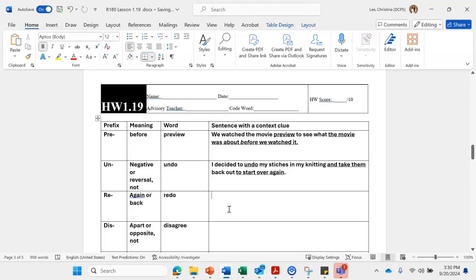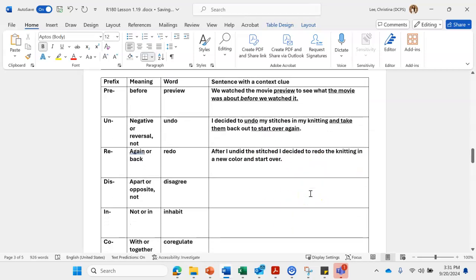All right, redo, so the opposite. After, so let's fix that. Okay, so let's go ahead and also complete this thought, right? So after I undid the stitches, I decided to redo the knitting in a new color and start over. Okay, again, that start over piece tells us we are redoing something.